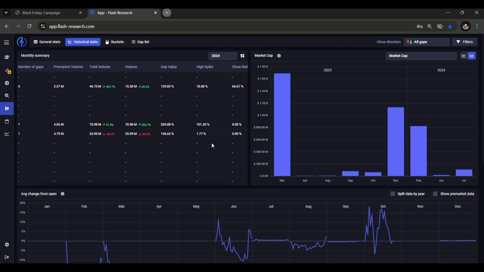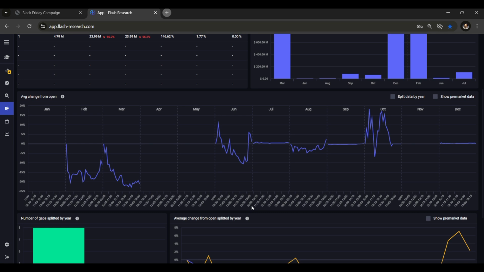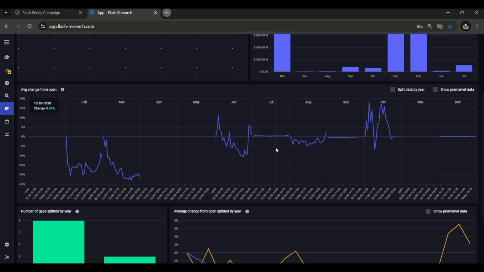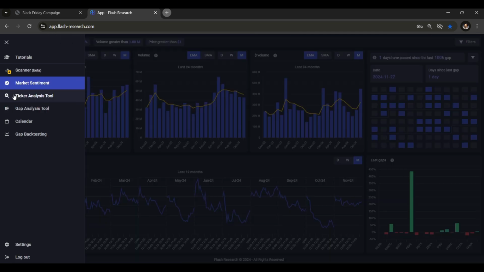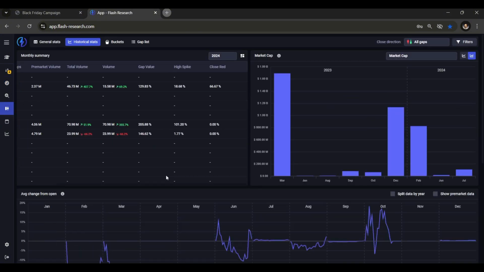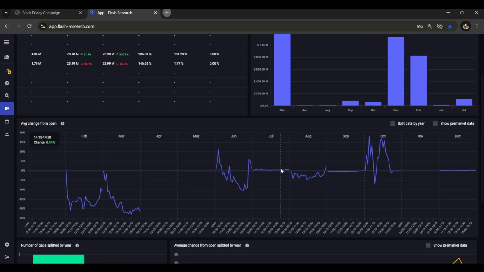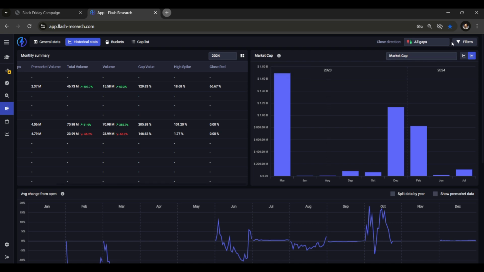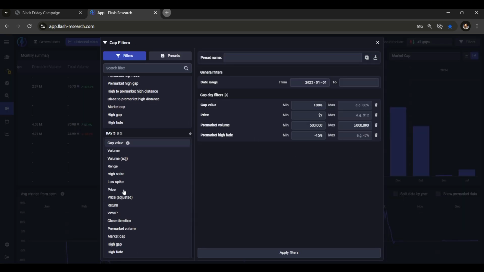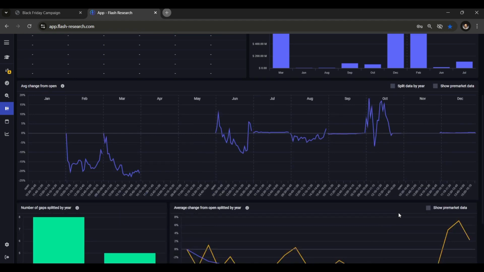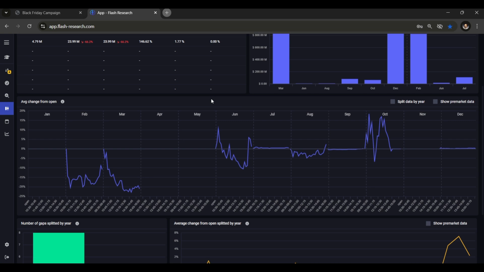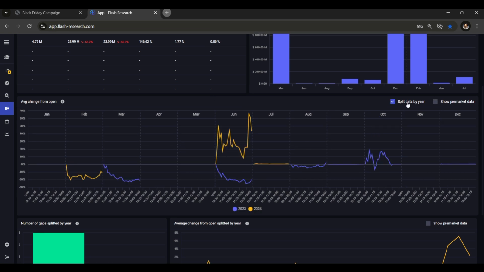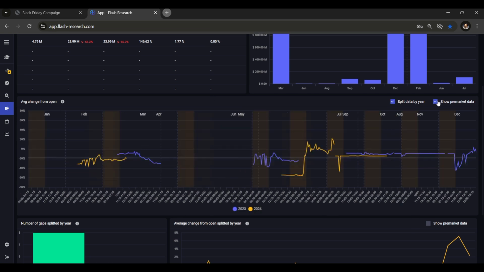Exactly. So continuing with this, we see now the average change from open chart. This is basically the same chart that we saw first on the market sentiment. Take a look, it's this one. It's the classic Flash Research chart, and this chart is for your tailored search. You can target more and use more filters than on the market sentiment tools. You can go very deep into your analysis with this one. You can also split data by year and show the pre-market data.